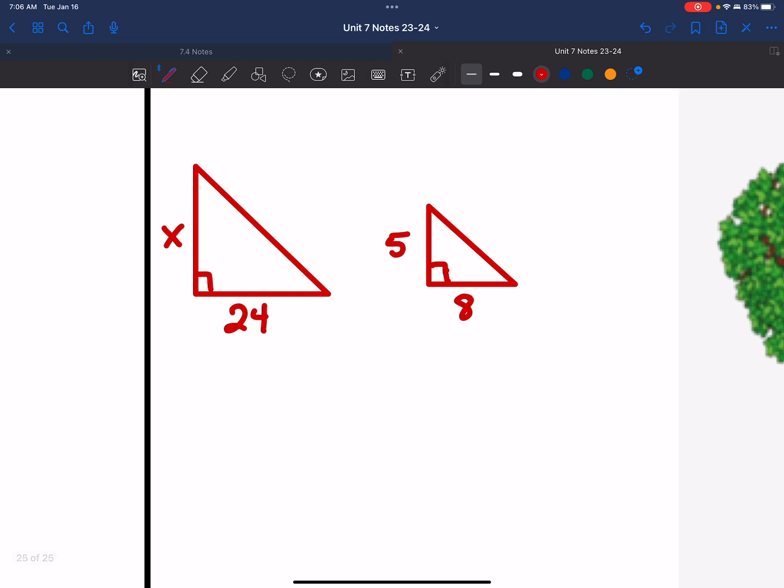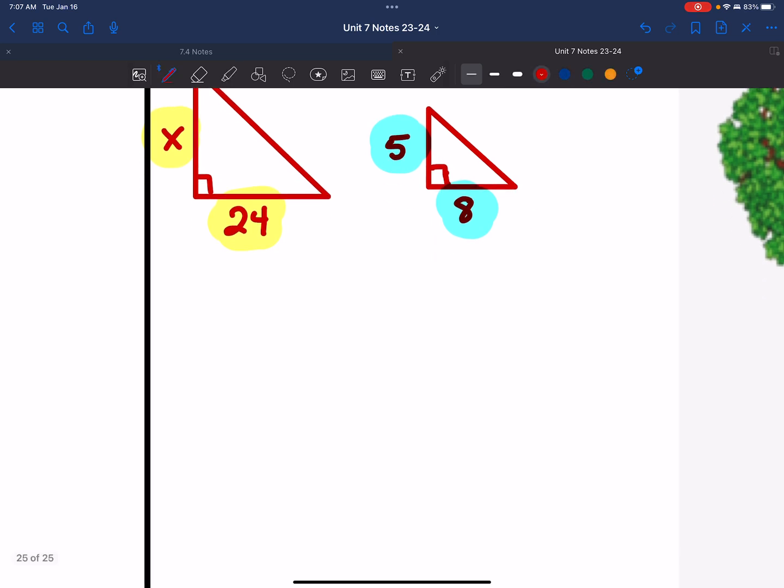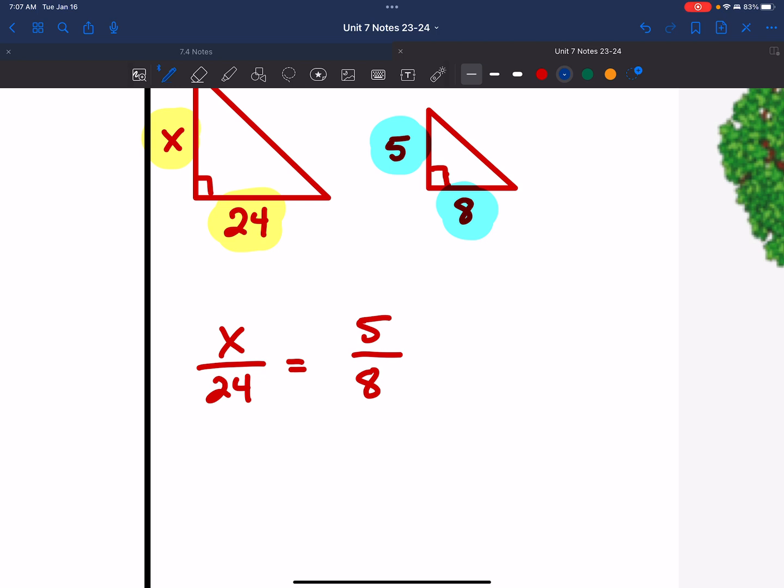So I'm going to put 24 feet for the shadow, an x for its height. And so now I can create a proportion to help me solve for this unknown height. I know that x is the height for the tree, and 24 is its shadow, and the person is 5 feet tall with an 8-foot shadow. So I'm going to create a proportion. I'm going to say x over 24 is equal to 5 over 8.